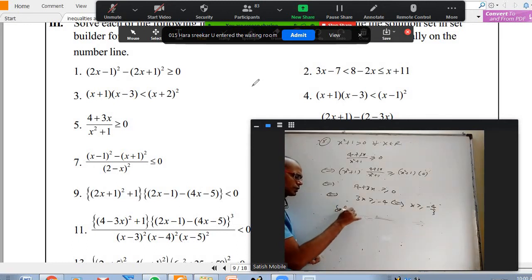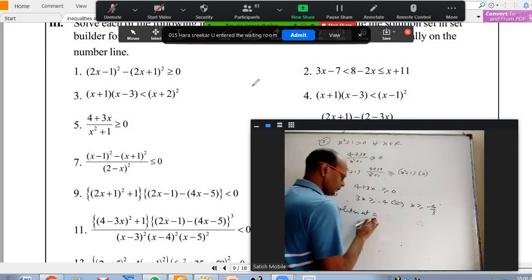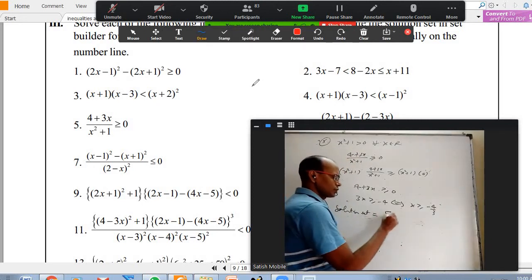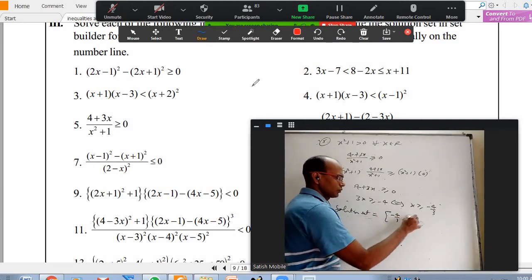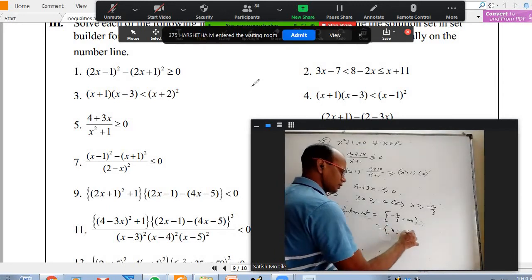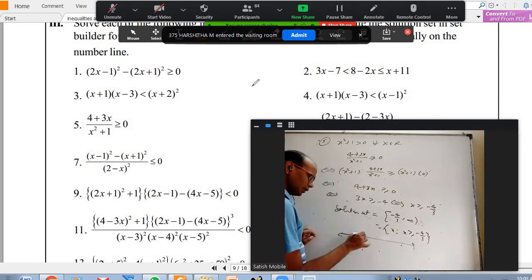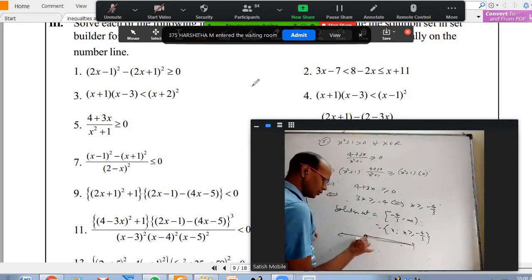So solution set is equal to closed interval minus 4 by 3 to infinity, or x such that x is greater than or equal to minus 4 by 3. On the number line, minus 4 by 3 is there, and anything right of that, and this is included.